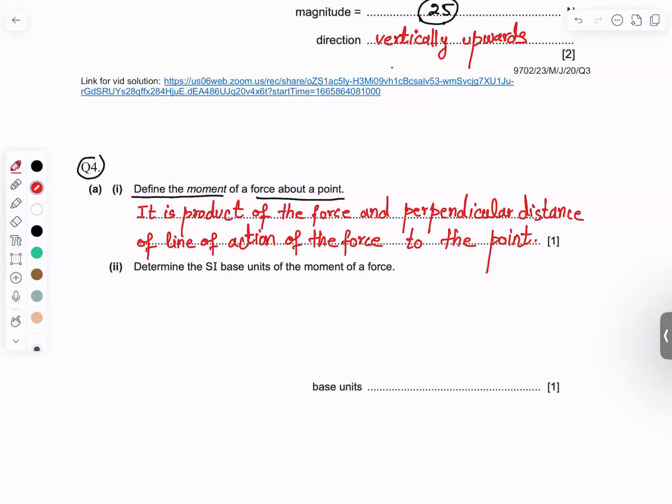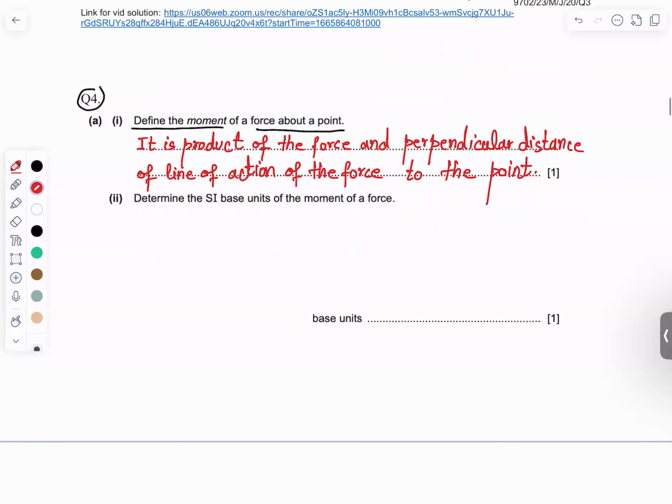So basically, the definition is that you have to multiply the force and the perpendicular distance between the line of action of the force and the point. So this is the definition. Now we are moving on.